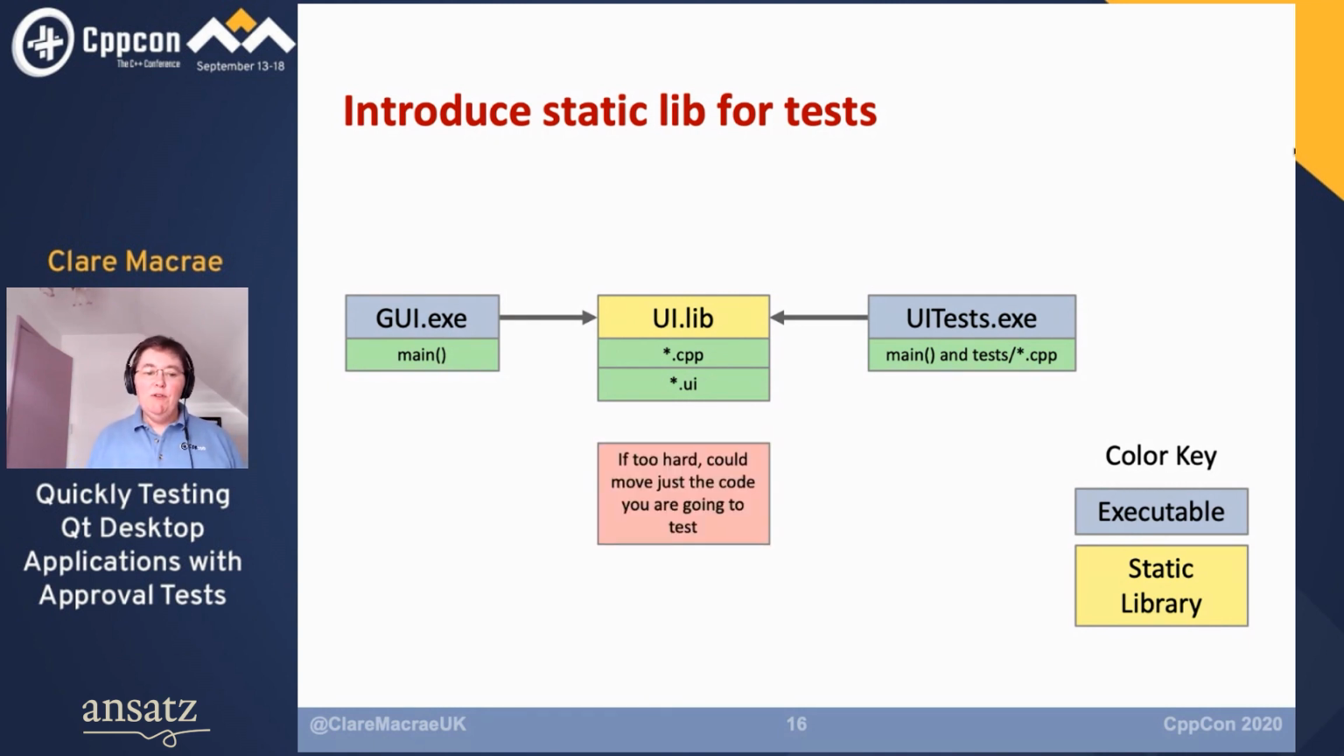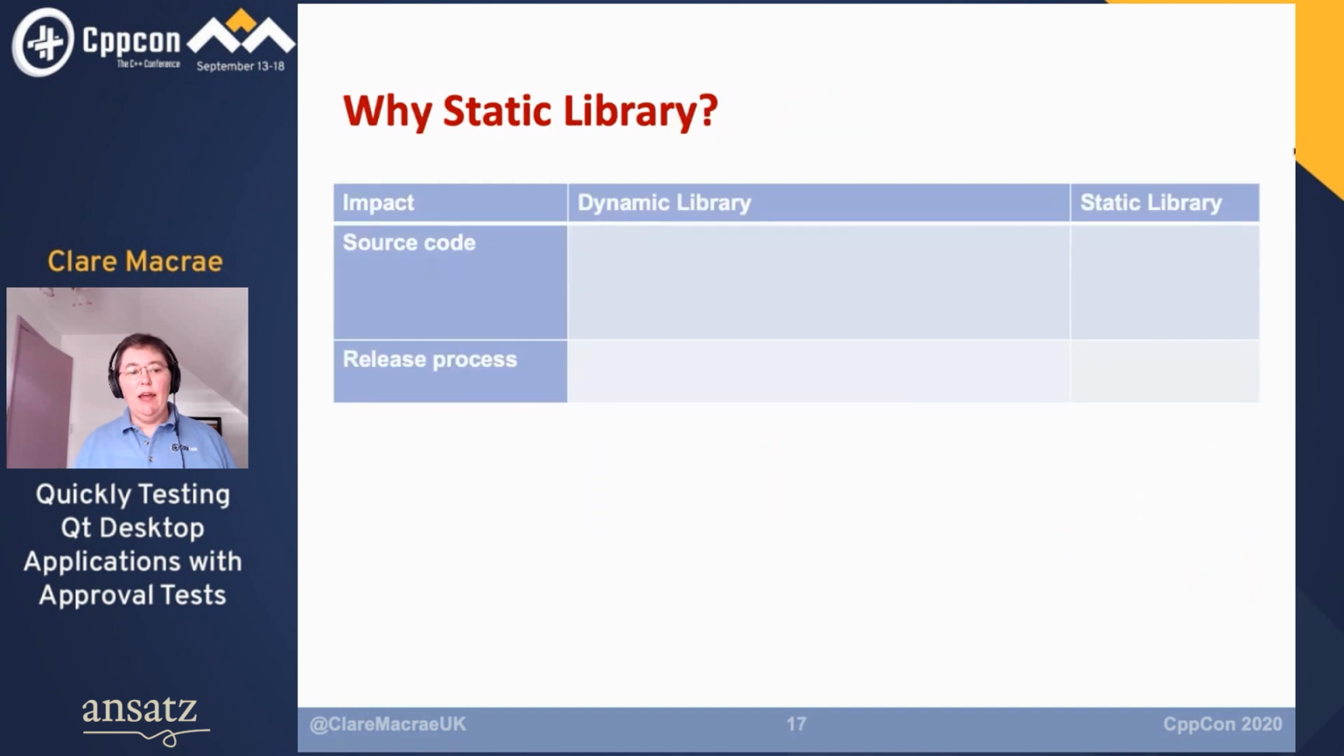If it's too hard to move everything in one go, you could always just move incrementally the code that you're writing tests for. And the first rule of adding tests to legacy code is only look at adding tests for the code that you need to change. Don't set out to test everything in one go. You'll never get anything released if you do that.